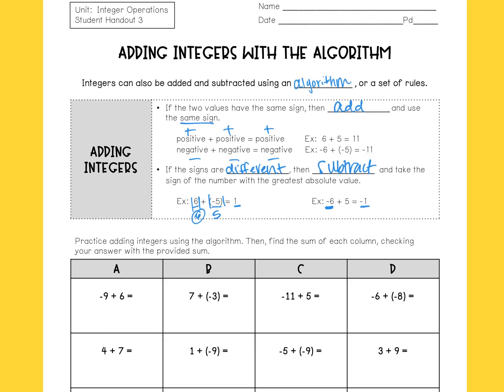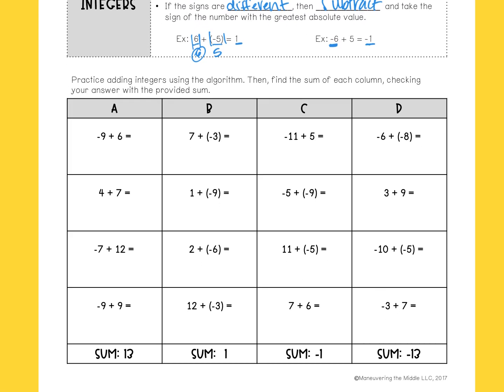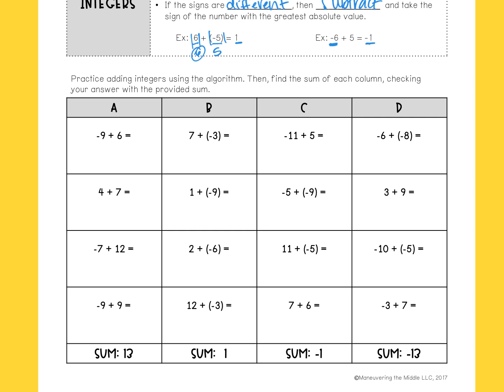Alright, so we're going to move down and we're going to do some examples together. It says practice adding integers using the algorithm. Then find the sum of each column, checking your answer with the provided sum. So we have negative 9 plus 6. So in this problem, we have a negative number and we have a positive number. That means you can't just add these two numbers the way that they are.